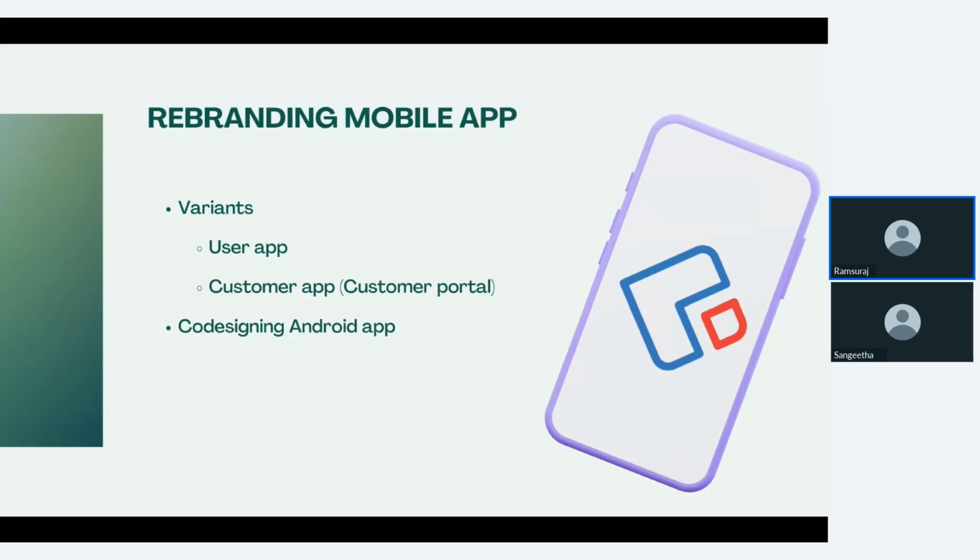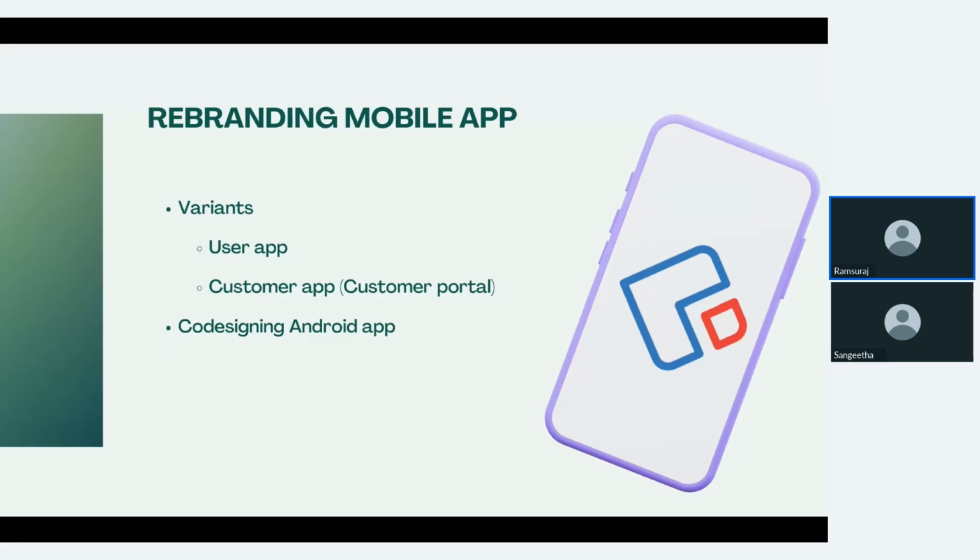Once you configure the mobile application in Zoho Creator, you have the provision to rebrand it, rename it as your brand's name, and publish it to the Play Store or the App Store. The Zoho Creator mobile app has two variants: one is a user app and the other is a customer app. The user app is for the main user who is using the Zoho Creator application.